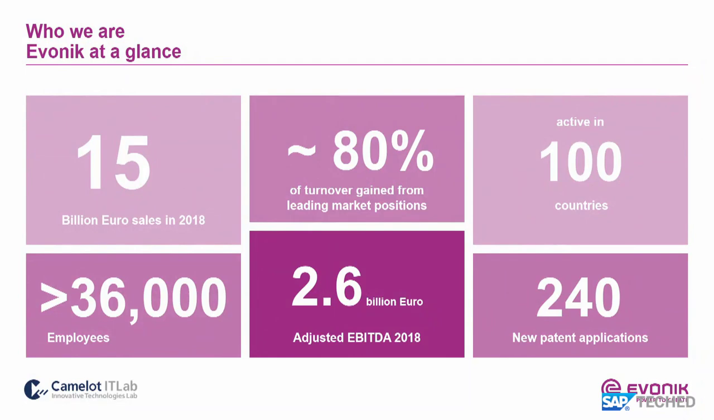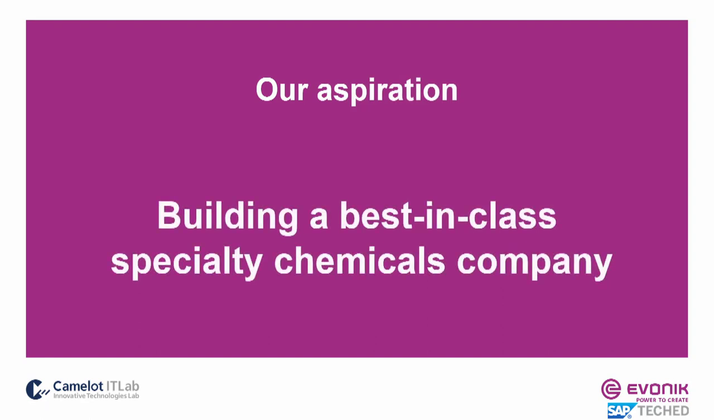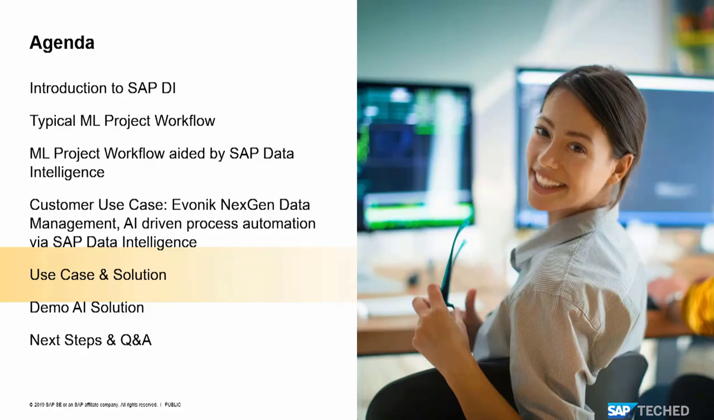Evonik is one of the leading companies within the specialty chemical area. And I brought some figures today with me from last year, 2018, which was, by the way, a very successful year for us. We generated 15 billion euros revenue in 2018 with slightly above 36,000 employees and achieved EBITDA of 2.6 billion euros. Evonik has a global footprint. We are active in over 100 countries. Our claim, our aspiration for the company is building a best-in-class specialty chemicals company. And this also means for us, from Evonik IT, that we also contribute by providing best-in-class IT services and best-in-class data. So this was just a short overview about Evonik.